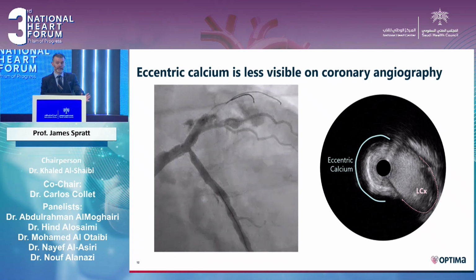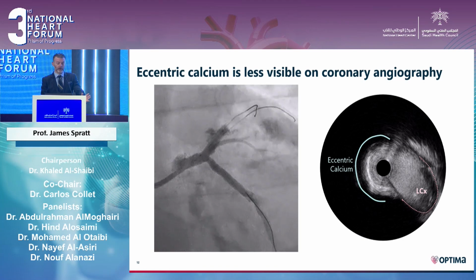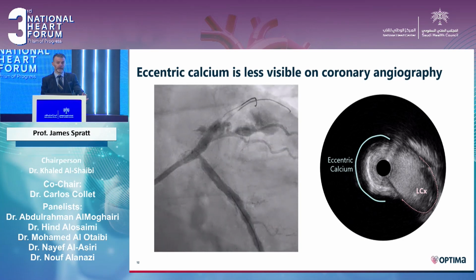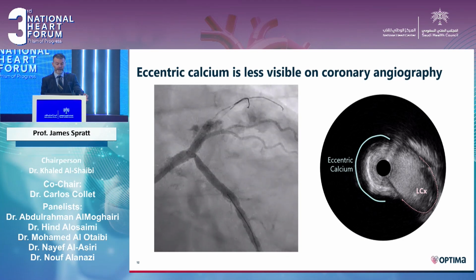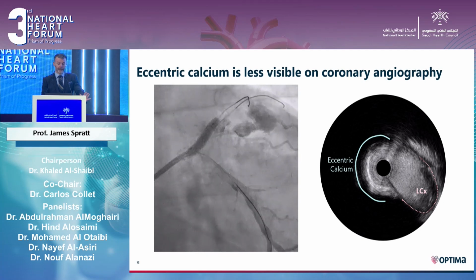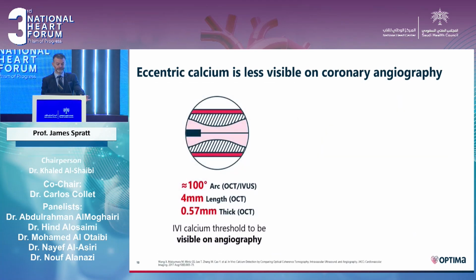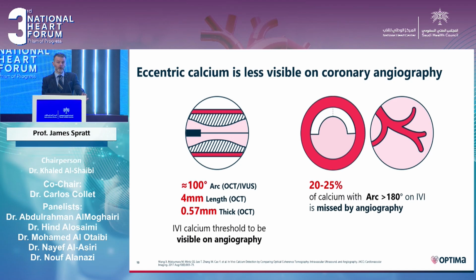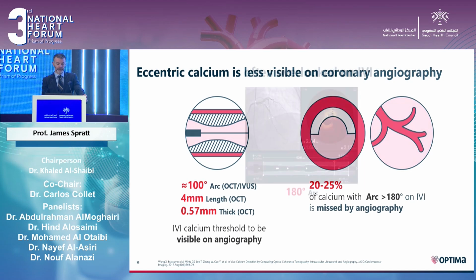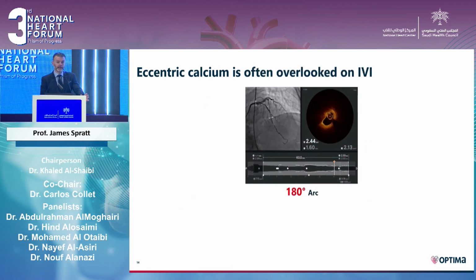And I'm going to try and explain to you why eccentric calcium is a marker for adverse outcomes, both in the short term, something catastrophic like this, but also in a more indolent fashion in terms of stent failure. And this is old data going back some time now, showing that the calcium threshold before you see anything in the angiogram is actually quite substantial. So you could miss up to about a quarter of calcium on an angiogram, even with an arc of 180 degrees.